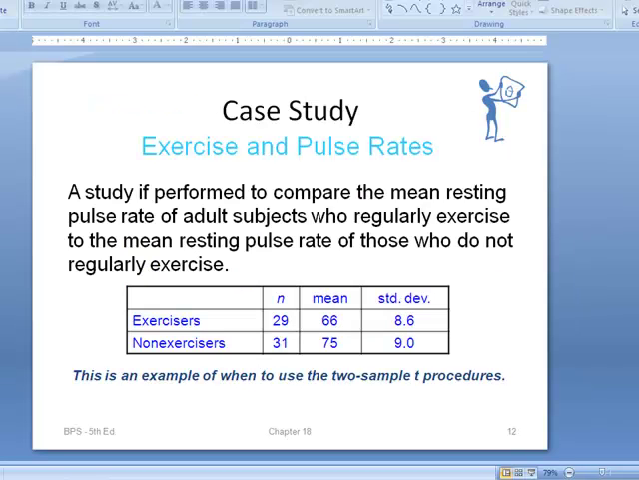So now it's time to take a look at an example. We're going to look at this case study of exercise and pulse rate. A study is performed to compare the mean resting pulse rate of adult subjects who regularly exercise to the mean resting pulse rate of those who do not regularly exercise. So we have 29 people who exercise. We take their mean resting pulse rate and we get a sample standard deviation. We do the same for the non-exercisers. We have 31 in our sample. The mean was 75 with a sample standard deviation of 9.